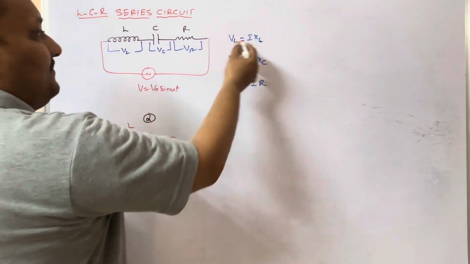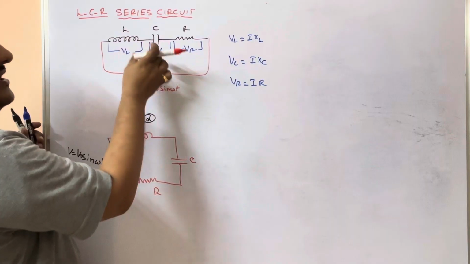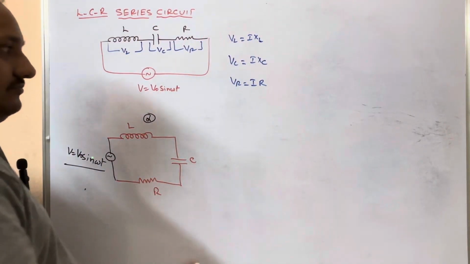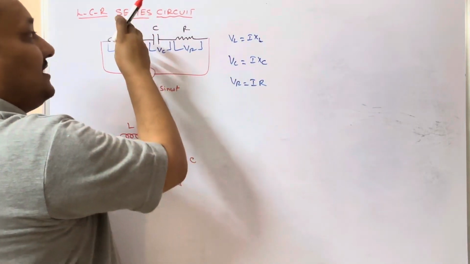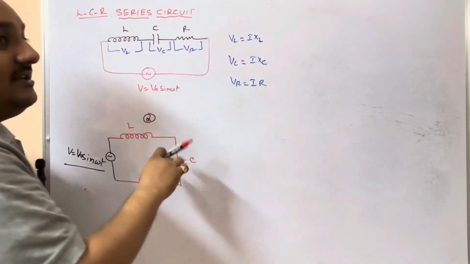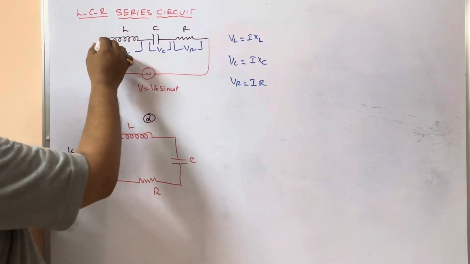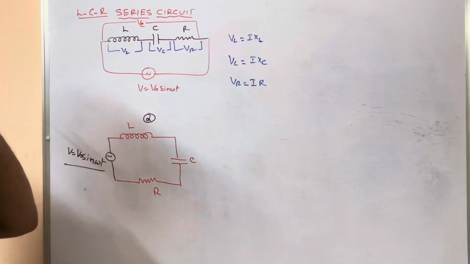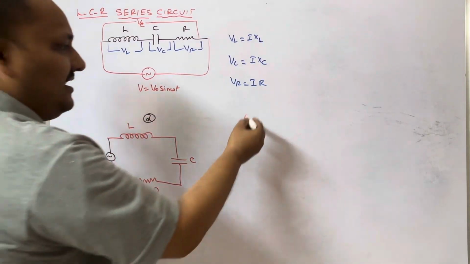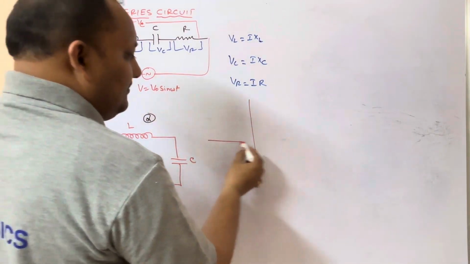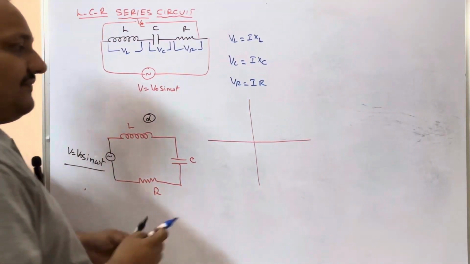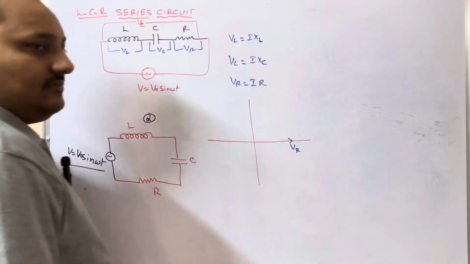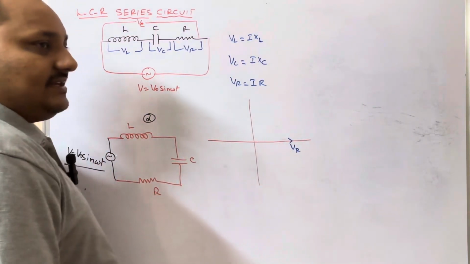Correct? If you want the RMS voltage across the inductor, you have to apply I RMS here. Next, this is the voltage across the inductor, capacitor, and resistor. Now, what is the effective voltage? How will we get it? By using the phasor diagram. In the phasor diagram, in which direction are we going to take each one? For convenience, we are drawing it very easily.